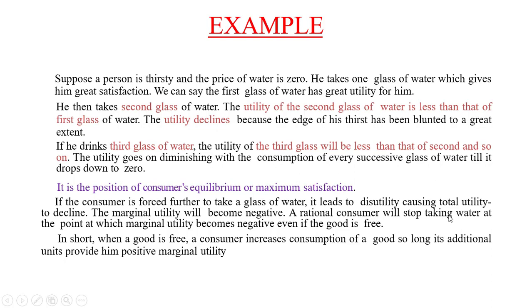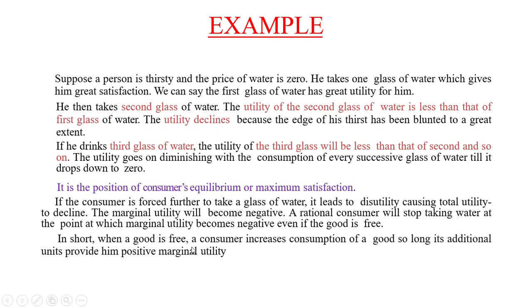A rational consumer will stop taking water at the point at which marginal utility becomes negative, even if the good is free. Even if the price of the water was free, once he is fully satisfied, the person cannot drink the water anymore. It will become negative. Even if you give the good for free, the person will not take it because he is full.